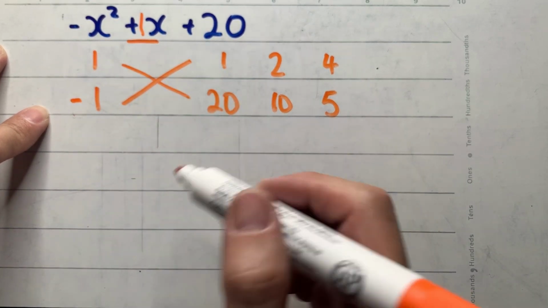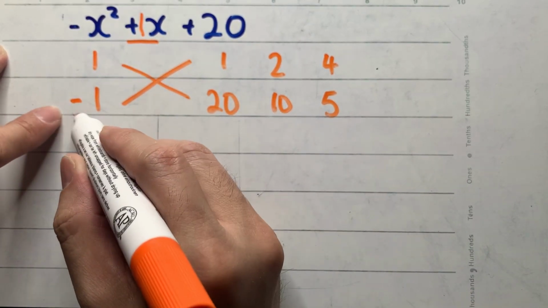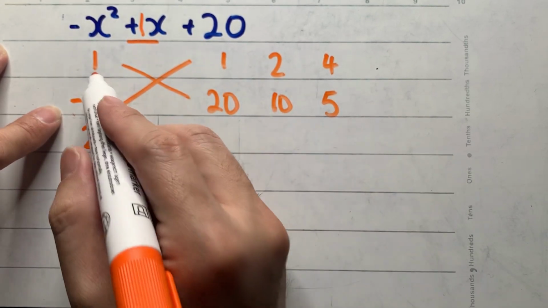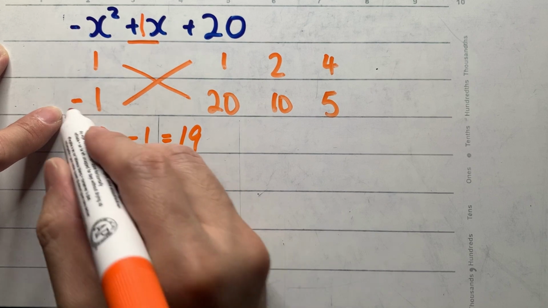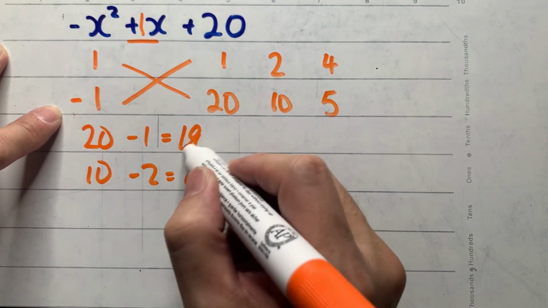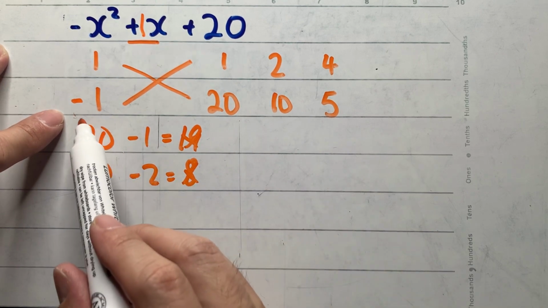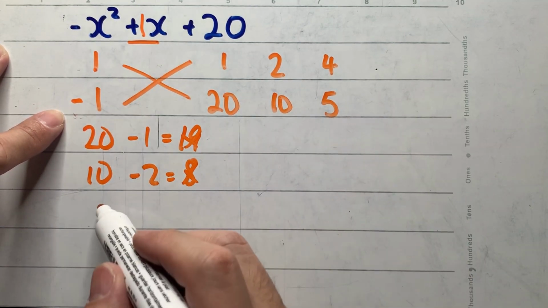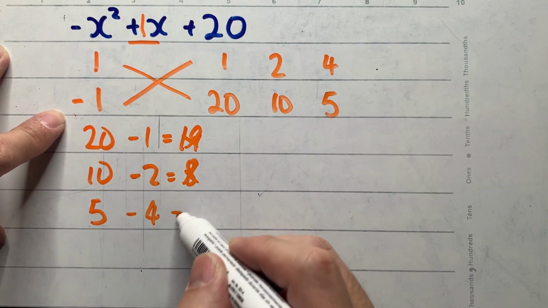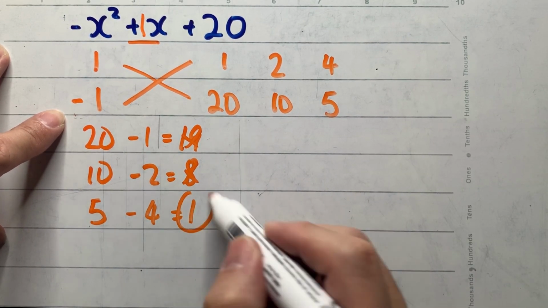So we go 1 times 20 is 20. -1 times 1 is -1. So that's 19. That's 10. This is -2. That is 8. Both of them are no good. And then this is 1 times 5. And this is 5 minus 4. And that's 1. And that's what we want.